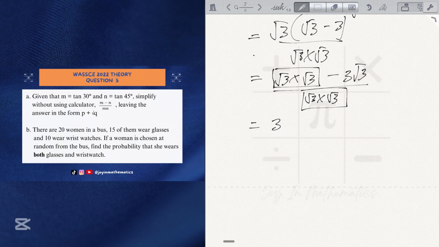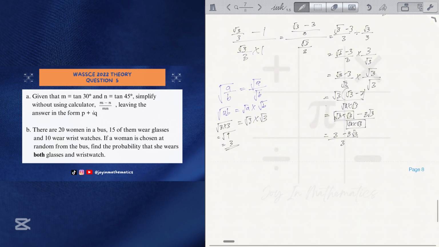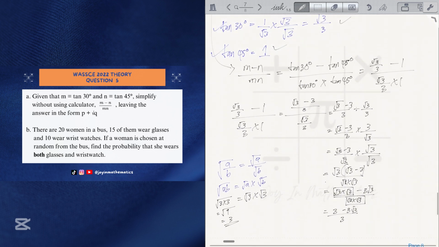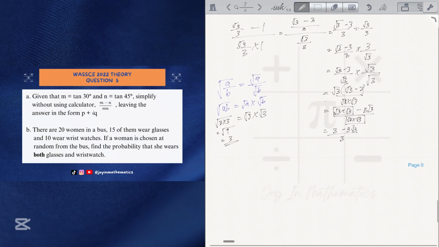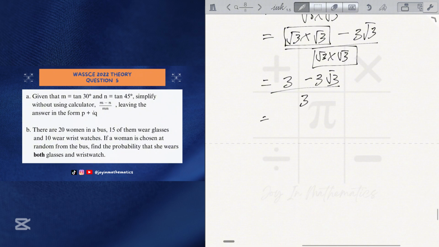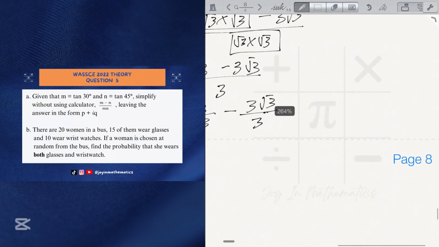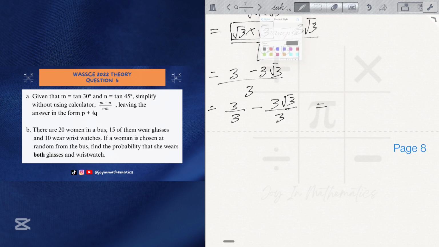So we'll have 3 minus 3 root 3 divided by 3. Now, if you go back to the question, it says we should leave the answer in the form of p plus root q. So to do that, let's divide all through by 3. So you have 3 minus 3 divided by 3, root 3 divided by 3, and this will give us 1. Let's write in red. So final answer, 1 minus root 3 rather.